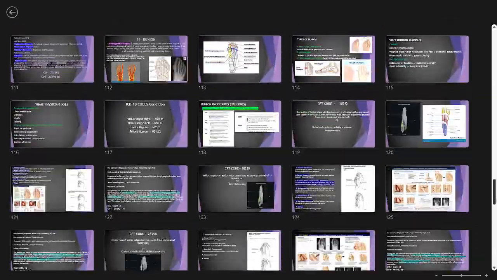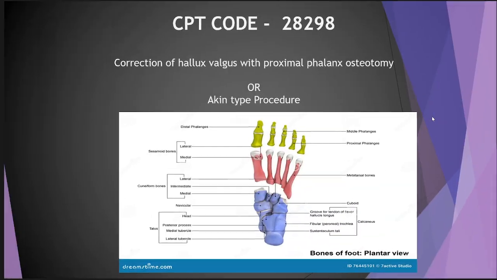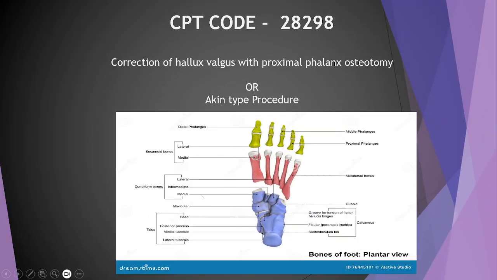28298. So what is 28298? Correction of the hallux valgus with proximal phalanx osteotomy, or we can say the Akin type of procedure. So the hallux correction with the proximal osteotomy, proximal phalanx. This one is the phalanx of the great toe. This one is the proximal phalanx, and there is a proximal phalanx osteotomy. So hallux valgus correction with the proximal phalanx osteotomy, the Akin type of procedure.